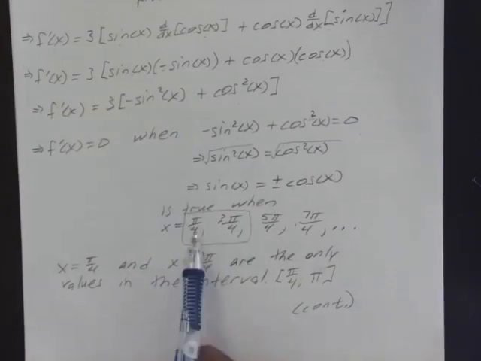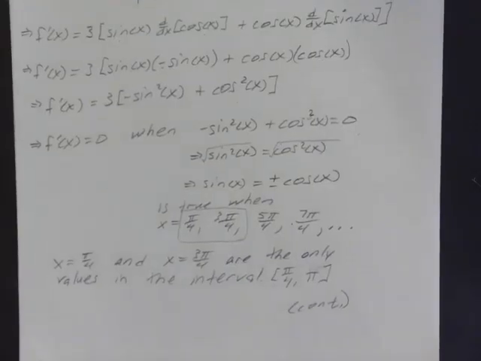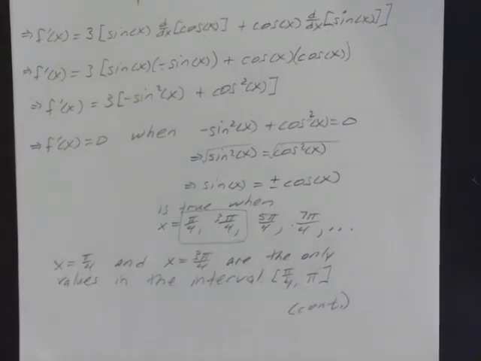Okay, since we're going to test pi over 4 and 3 pi over 4, we know everything in between works, but we also want to test the endpoints just to see. All right, anyone still writing? Okay.